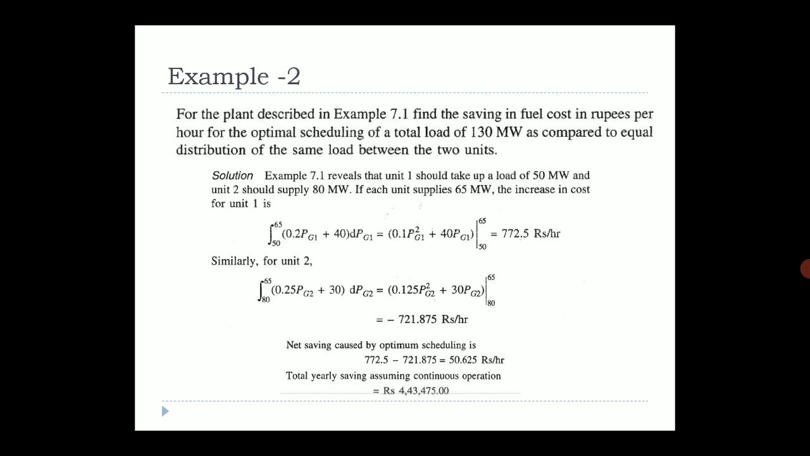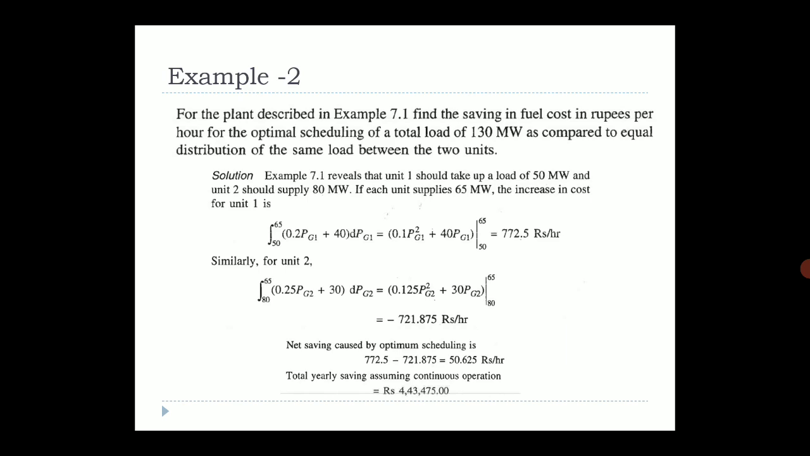Now you can see that if we use the generators equally at 65 megawatt, there will be a total of 50.625 rupees per hour extra.